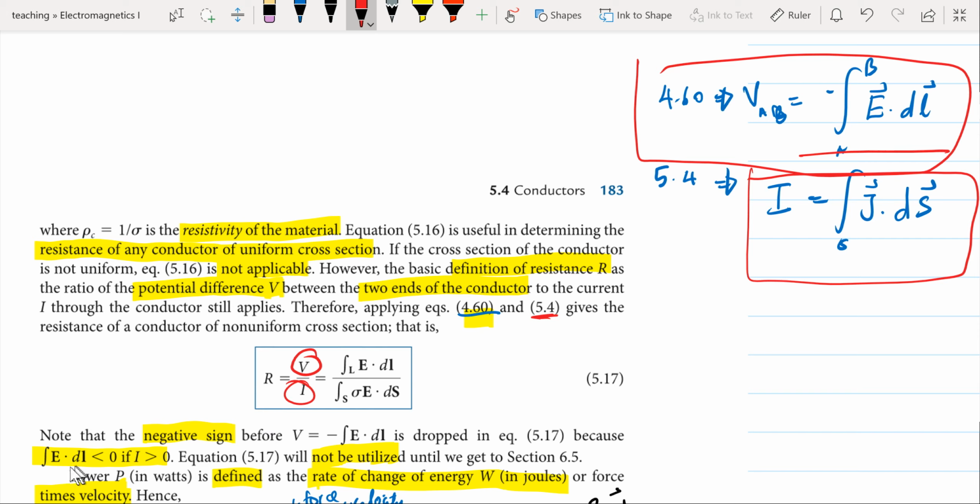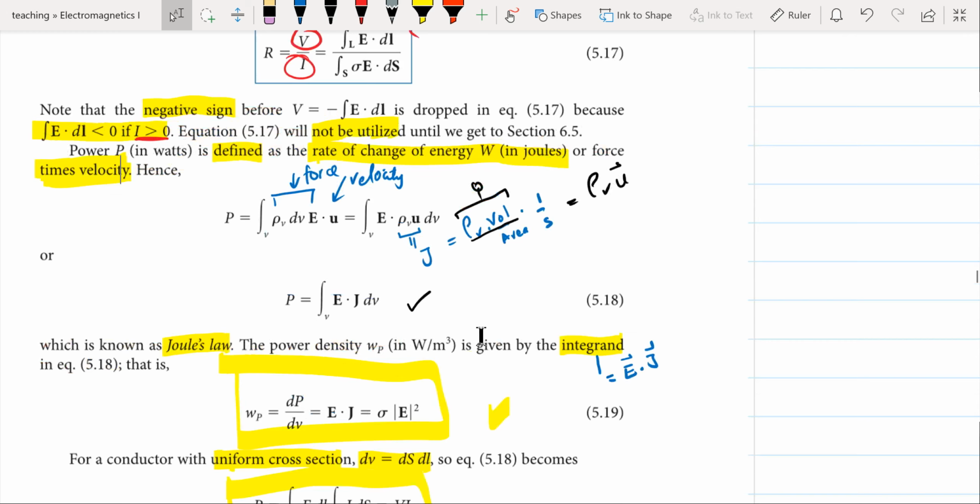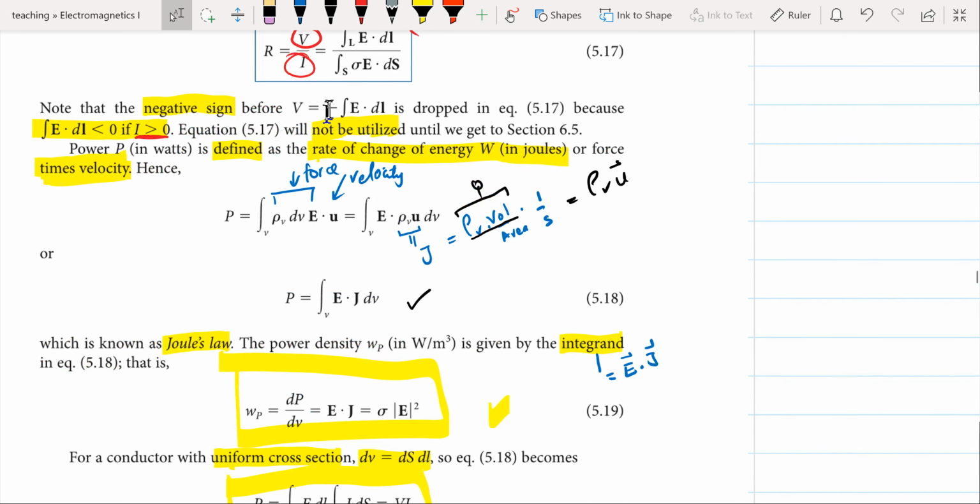We only observe that in this equation we have dropped the negative sign, since we know that the potential changes sign when the current changes sign, and for that reason we are observing that the current in our case is positive. And we are not going to utilize this one until a later chapter, which we will do in the latter sections of this course.